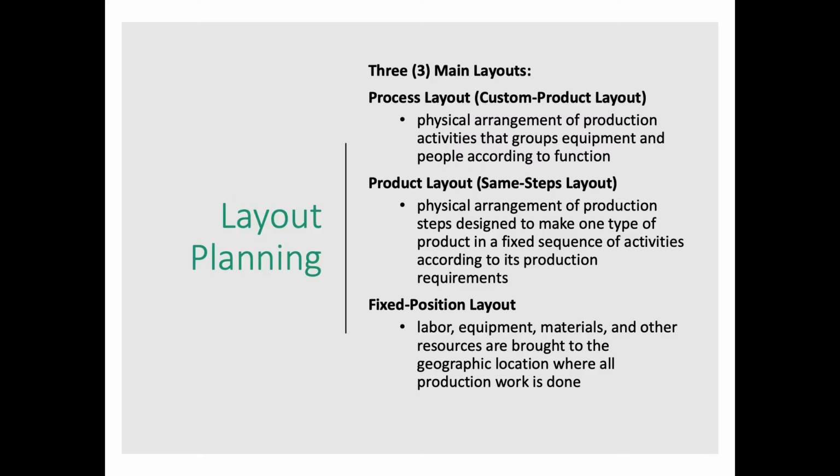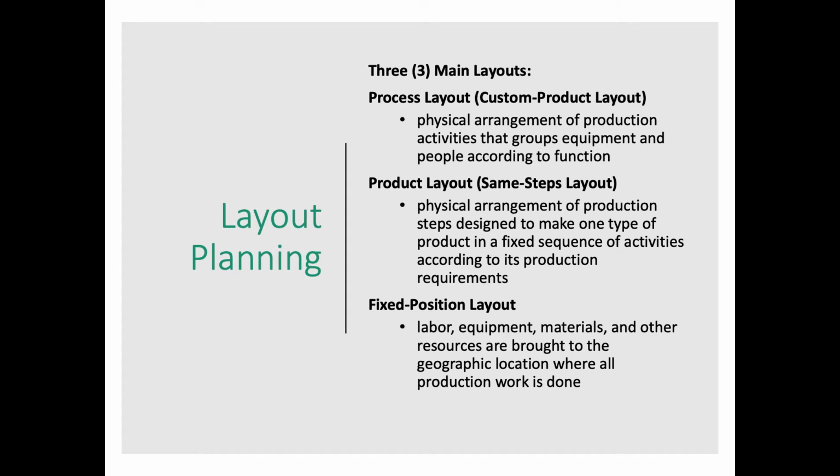When we're talking about laying out production, how you're going to design your production, there are three main layout structures or diagrams or plans that generally you'll use when you are producing goods. The first is the process layout, the custom product layout, where the physical arrangement of production activities groups equipment and people according to function. That's the key word, according to function. Process layout groups production equipment and people according to function. We'll give you an example of that in a moment, but just want to give you the description here.